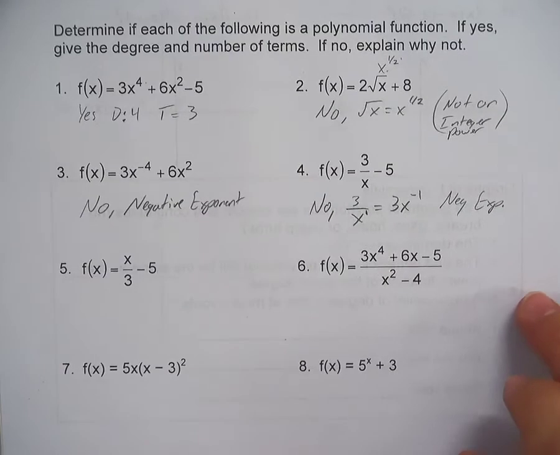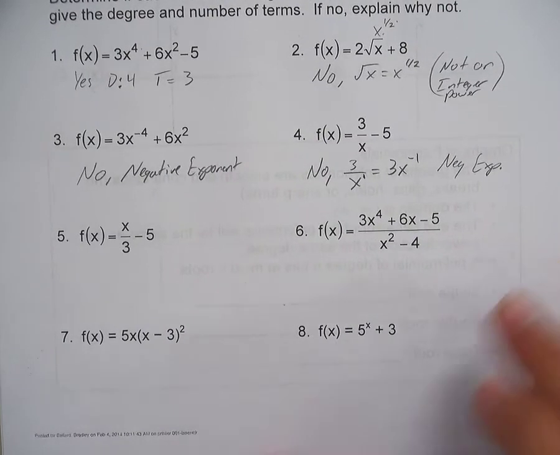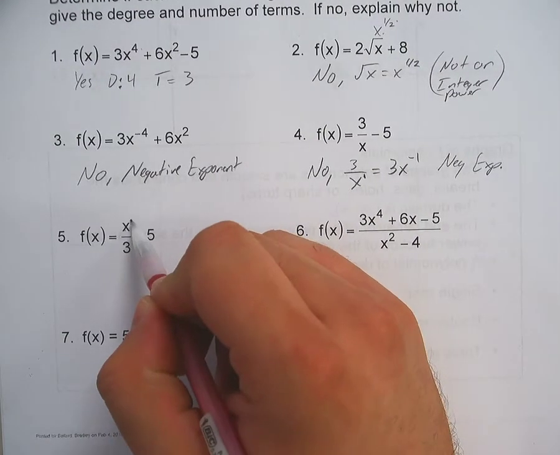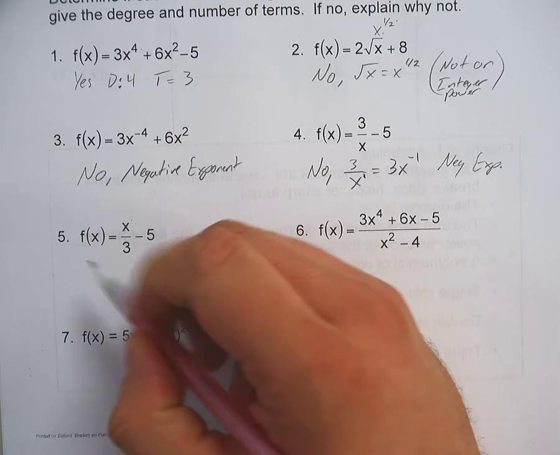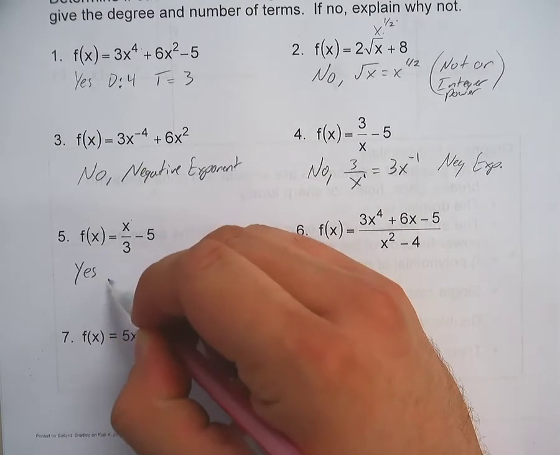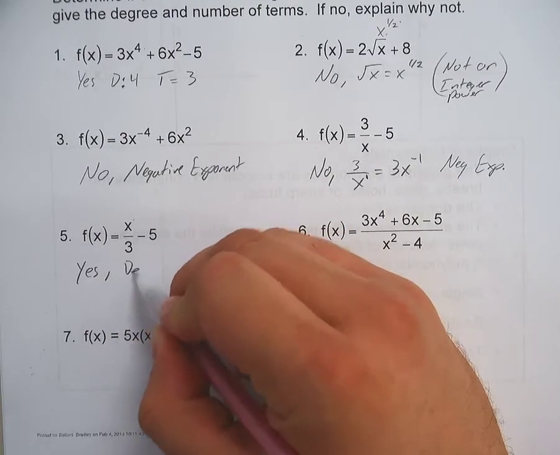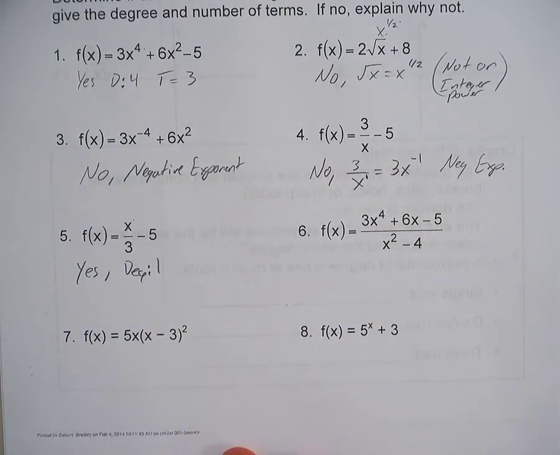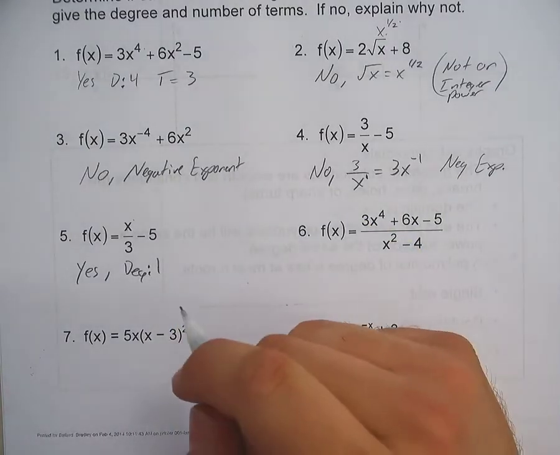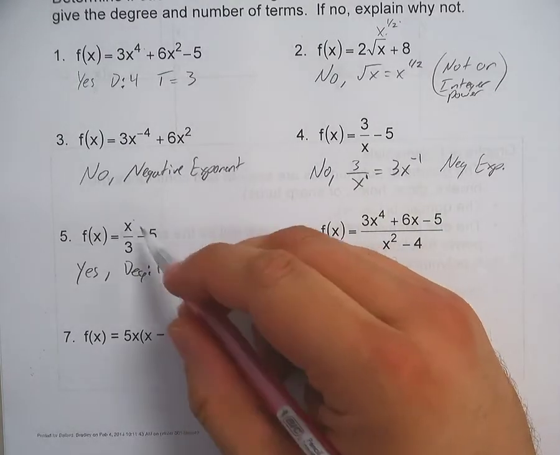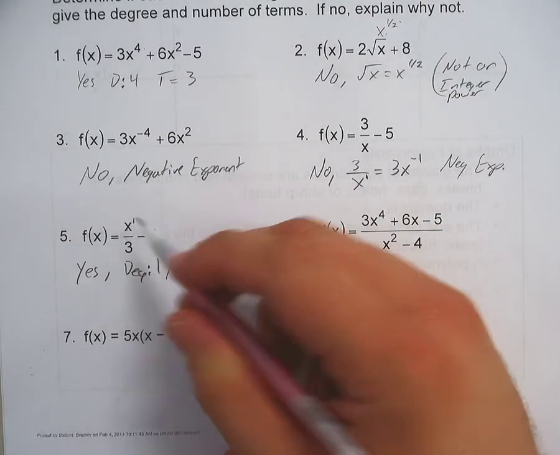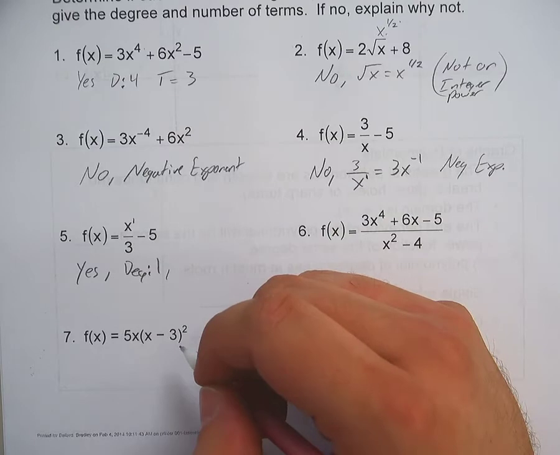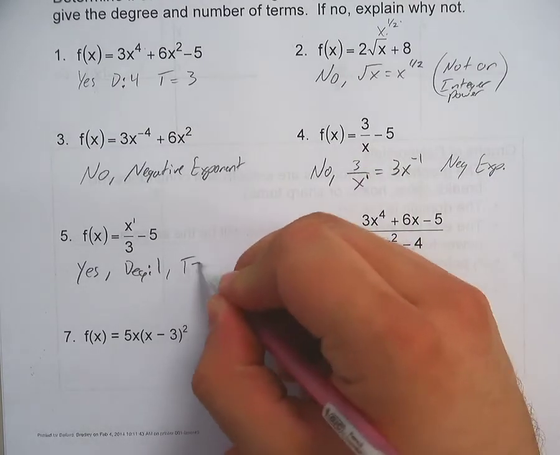Alright, what about down here on 5? Well, here's my variable. I've got a positive 1 for an exponent, so is this a polynomial? Yes. Your degree is 1, right? Degree, or I could have put d for continuity. Degree is 1. It's the exponent that's on x. Remember, it's always an understood 1 if there's nothing there. And there's 2 terms here.